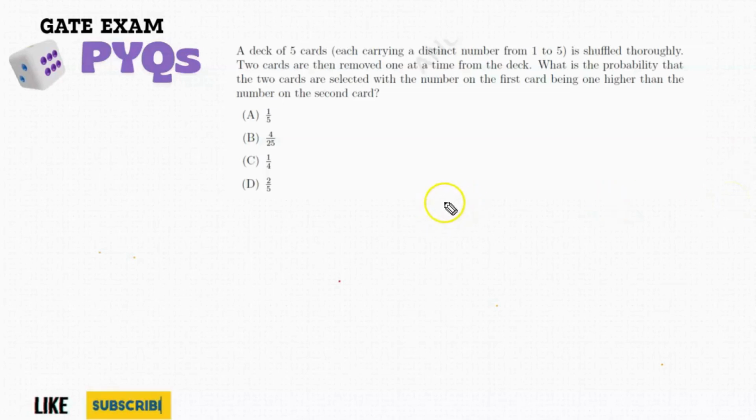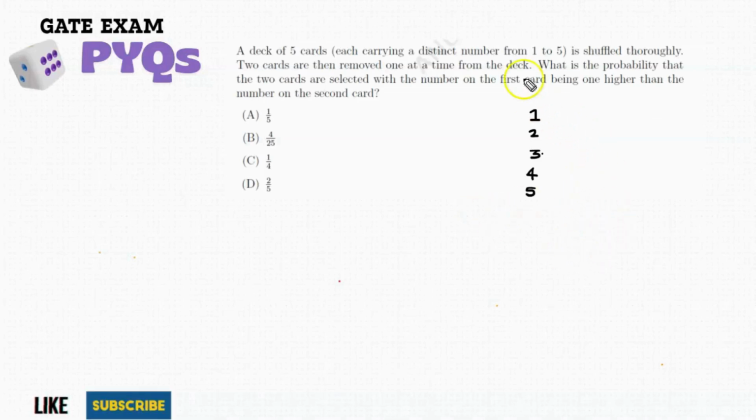It says that a deck of 5 cards having distinct numbers 1 to 5, so these are the 5 cards 1, 2, 3, 4, 5, are being shuffled thoroughly. 2 cards are then removed one at a time from the deck. What is the probability that the 2 cards are selected with the number on the first card being 1 higher than the number on the second card? So what we'll do in this case now?